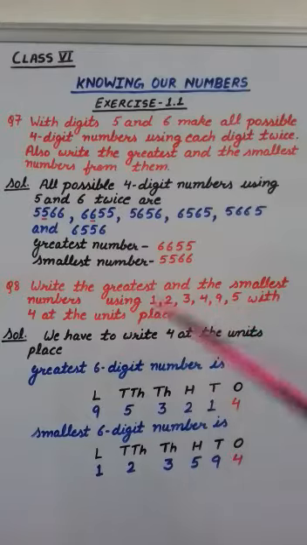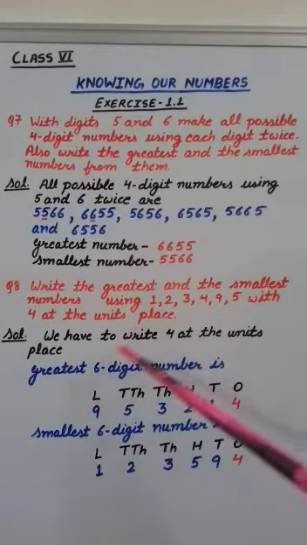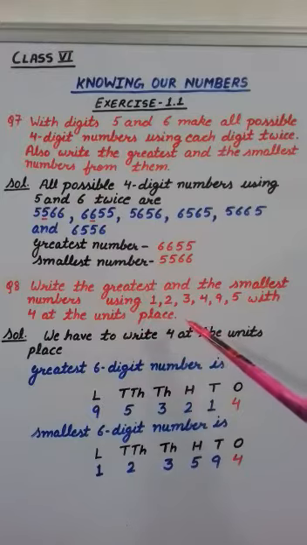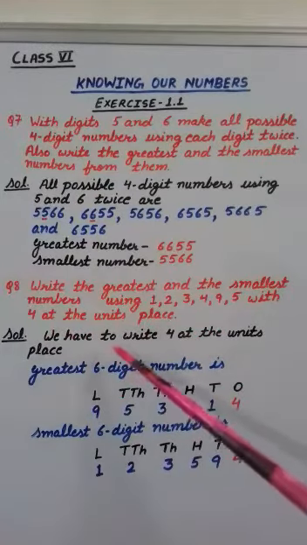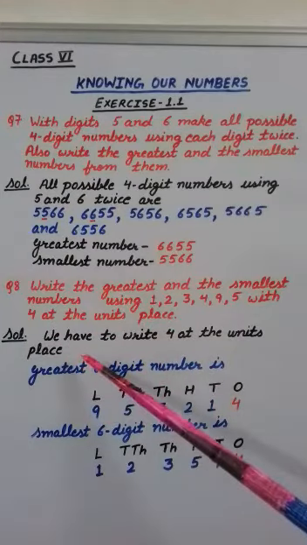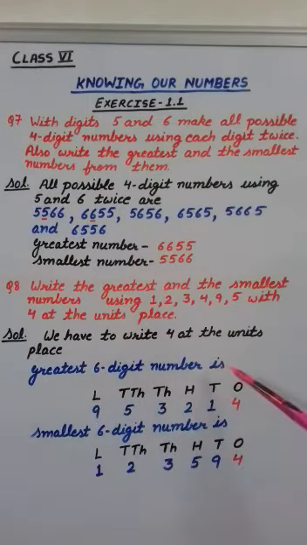Now coming to question number 8, write the greatest and the smallest numbers using 1, 2, 3, 4, 9, 5 with 4 at the units place. Now here again we have to write greatest and the smallest numbers, but there is one condition. And what is the condition? That we have to write 4 at the units place. So for that, let's see the greatest 6 digit number.